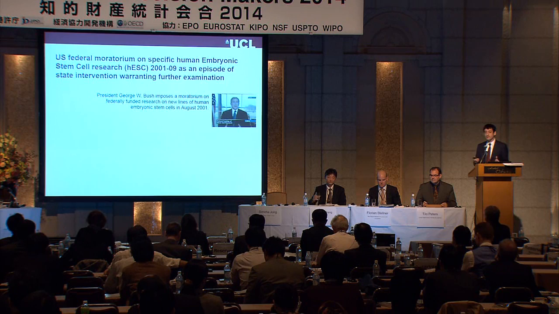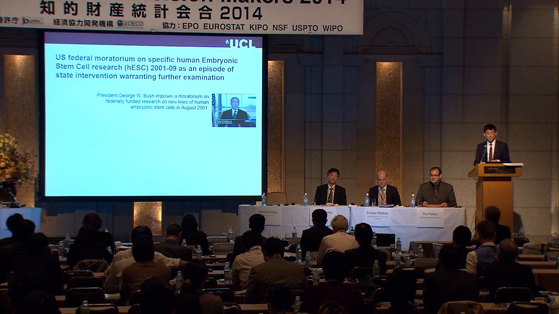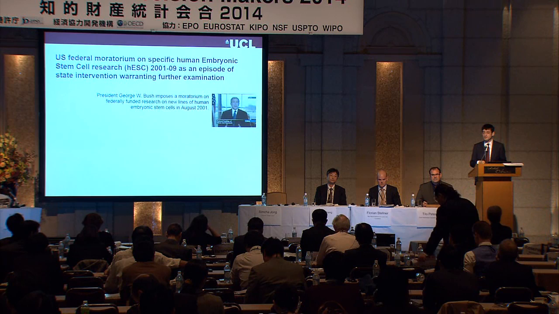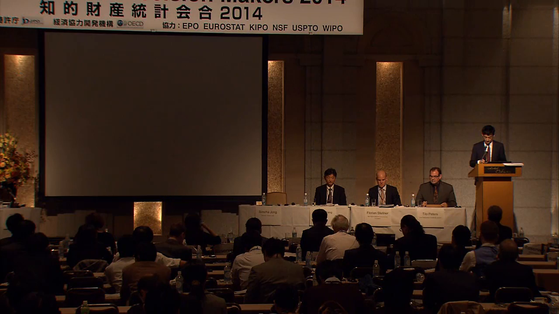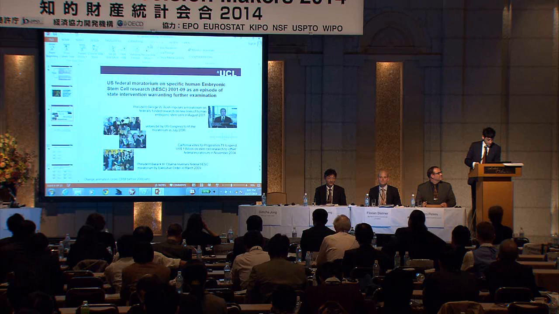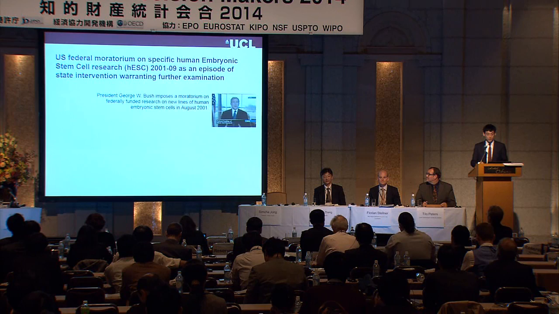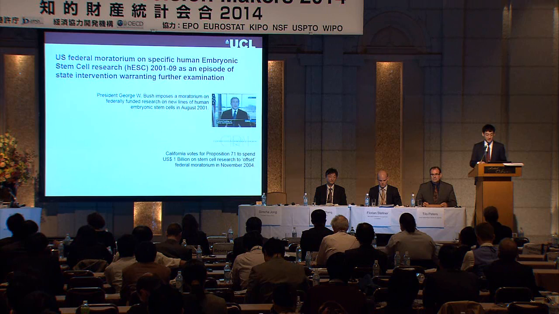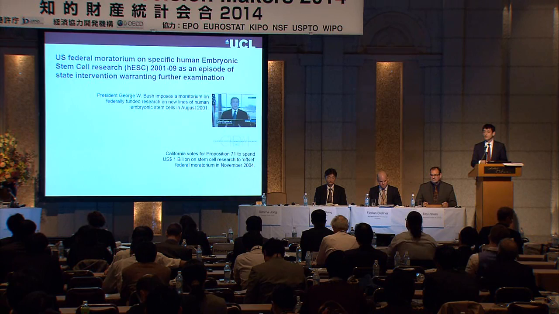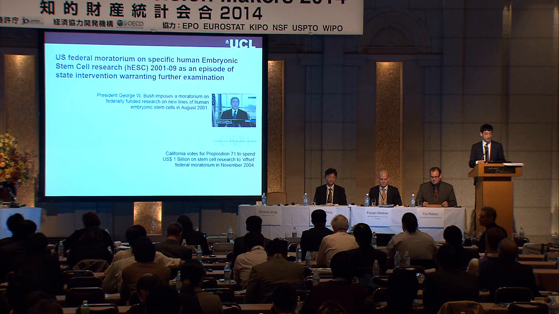This was a very controversial move, and several years later there was a lot of political opposition, and individual states started to develop initiatives to fill up this funding gap. The most notable of these initiatives was the 2004 Proposition 71, in which California voters voted in favor of issuing state bonds to fund $1 billion of research in the stem cell research field.